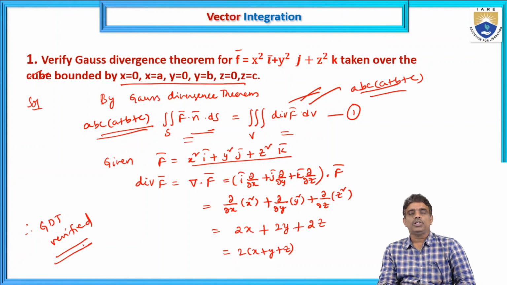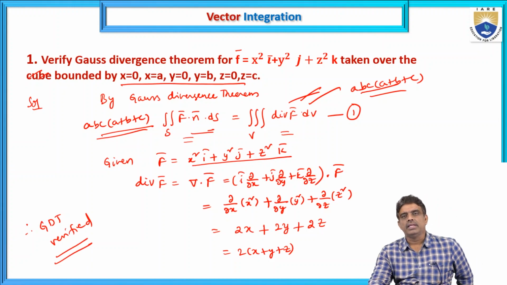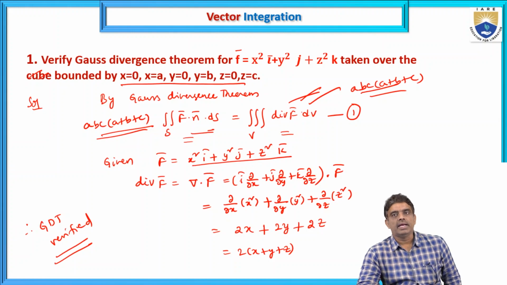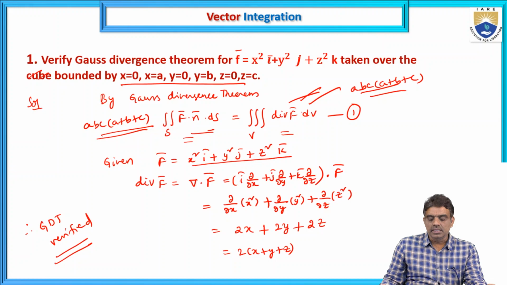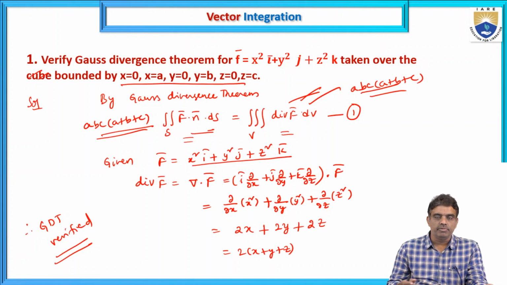So here you need to have knowledge of evaluation of double integrals and evaluation of triple integrals. If both are known, then the solving is just by application of the Gauss divergence theorem. You can show that LHS is equal to RHS.